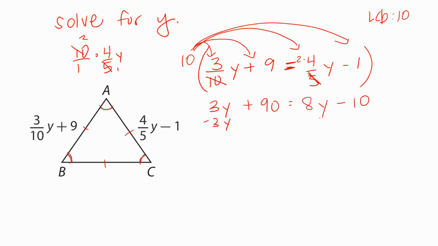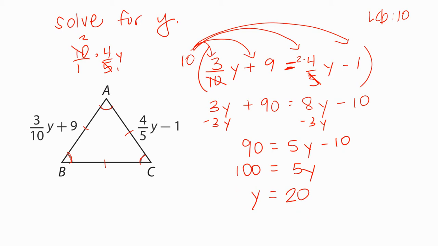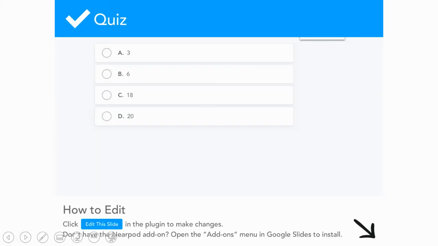So I'm going to go ahead and start solving now. I'm going to subtract 3y on both sides. Now I'm going to add 10 on both sides. And then I'm going to divide by 5. And I'm going to get y is 20. I'm going to go back and reread my question, which I said is solve for y. And I have just solved for y. Y is 20.